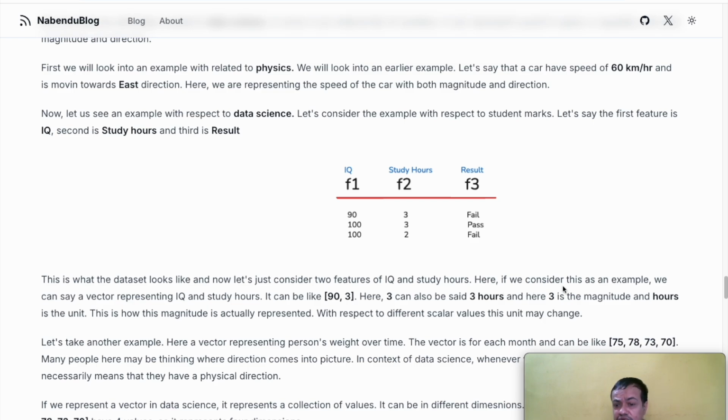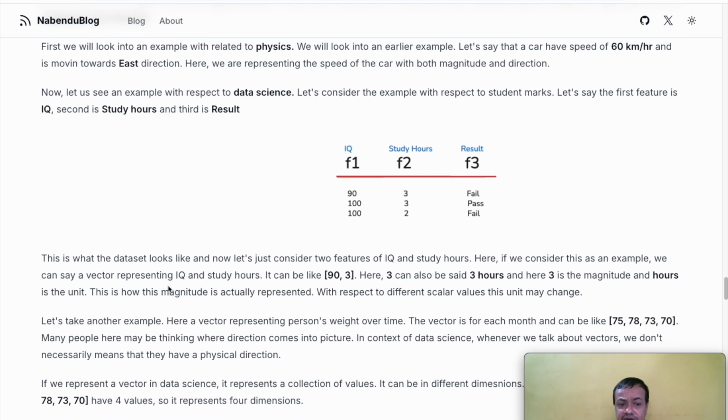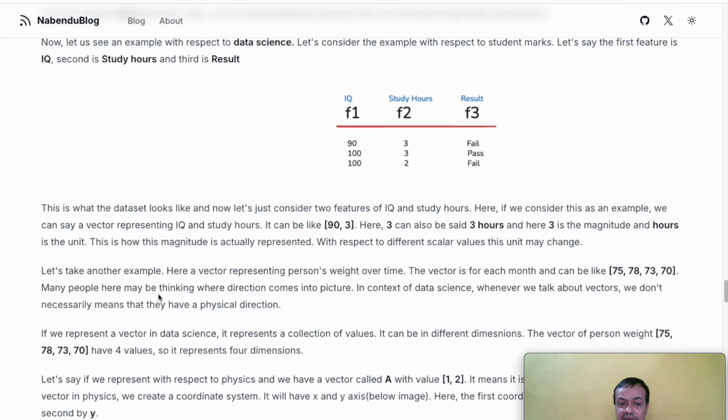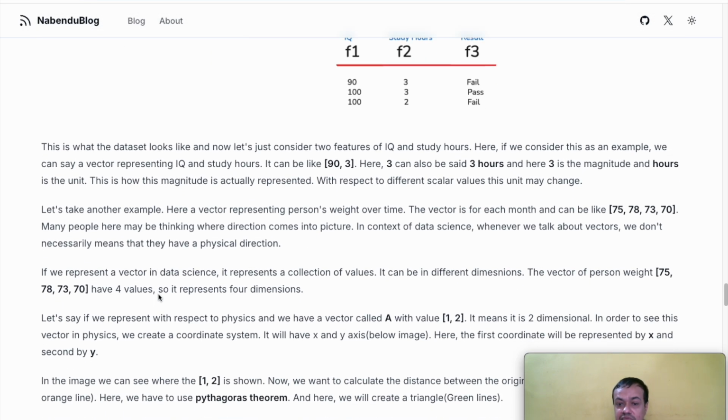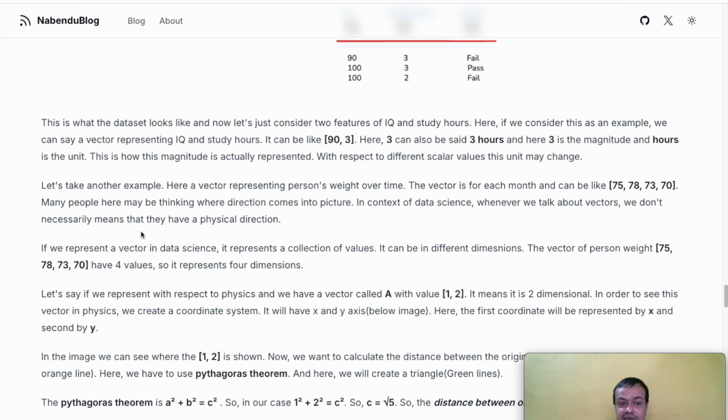Here, if you consider this example, we can see a vector representing IQ and study hours. So this vector is given like 90 by 3. Here 3 can also be said as 3 hours, where 3 is the magnitude and hours is the unit. So this is how the magnitude is represented with respect to different scalar values. This unit may change.